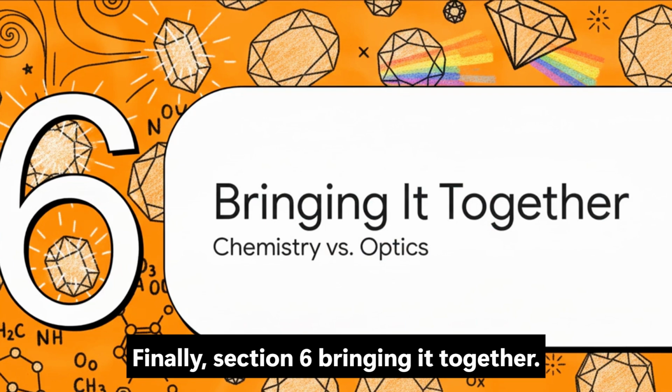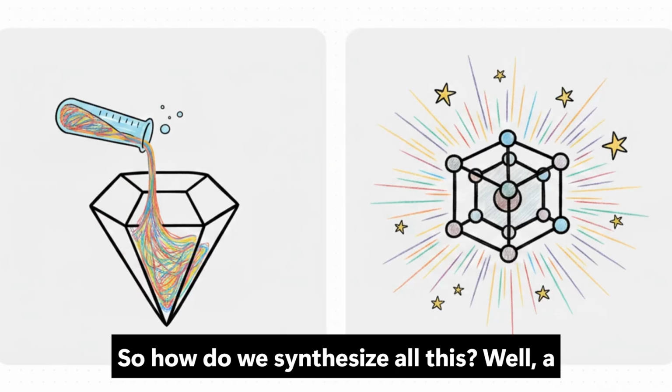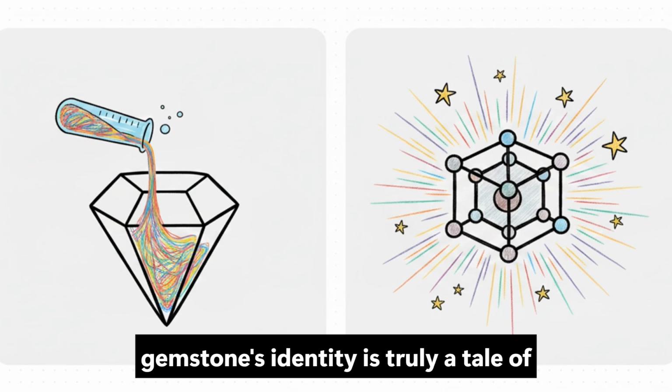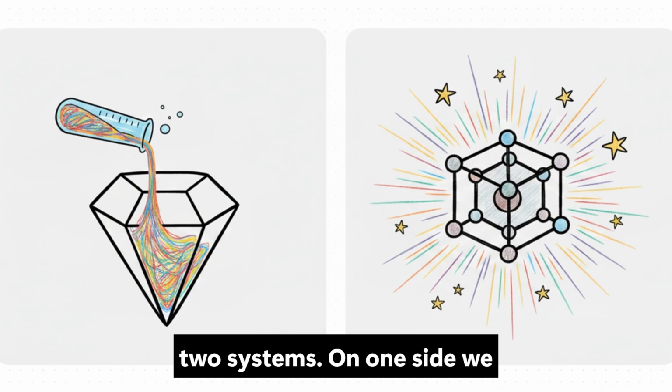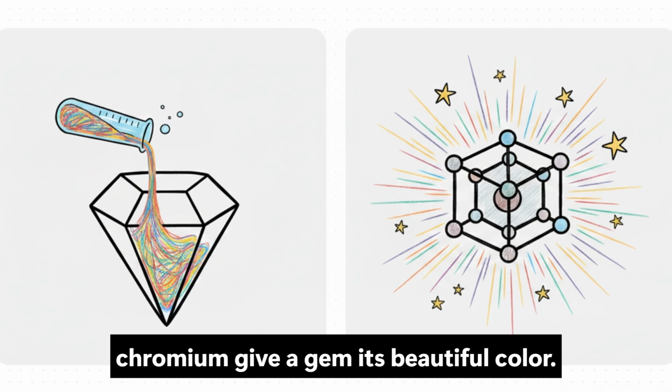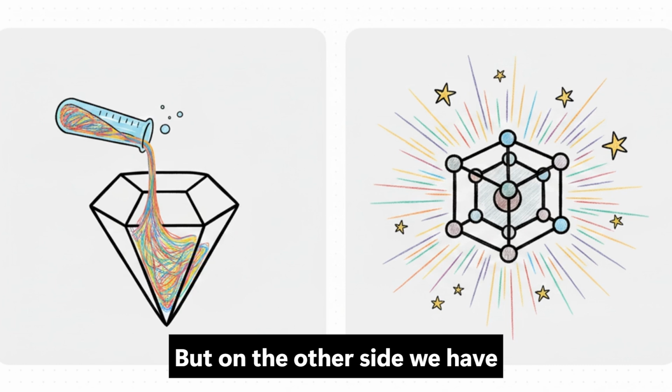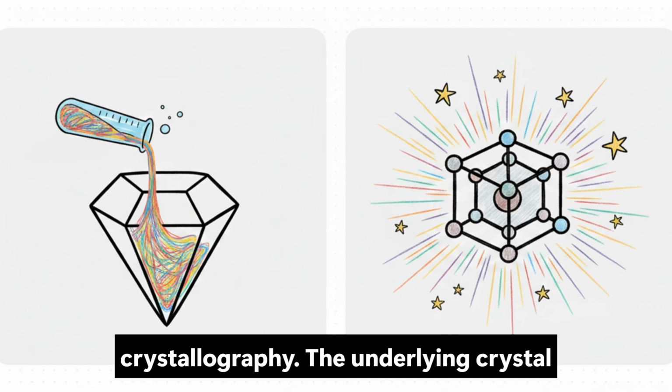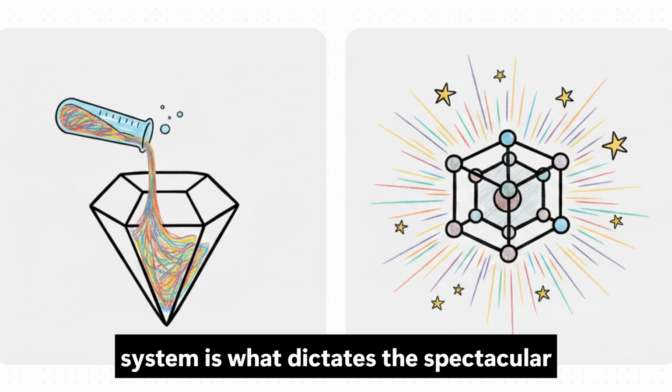Finally, Section 6, Bringing it together. So how do we synthesize all this? Well, a gemstone's identity is truly a tale of two systems. On one side, we have chemistry. Trace elements like chromium give a gem its beautiful color. But on the other side, we have crystallography. The underlying crystal system is what dictates the spectacular light show.